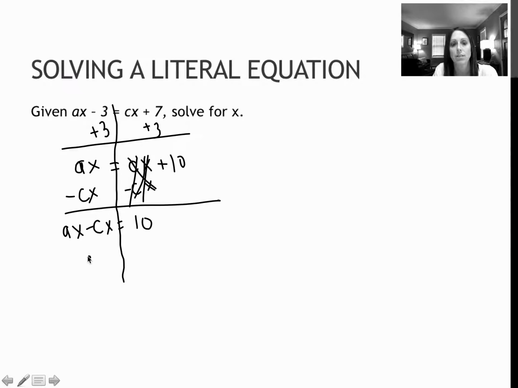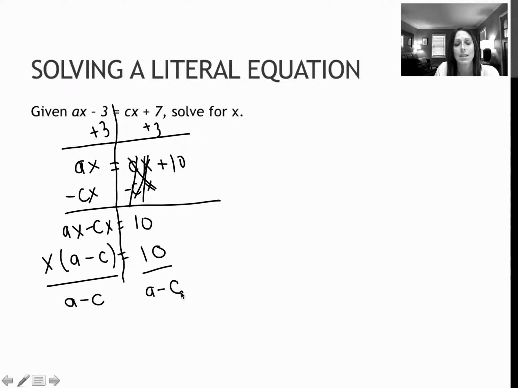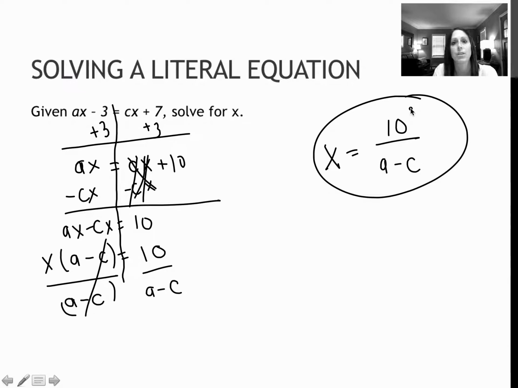Now, this is the tricky part. This is a little bit to do with factoring, but see how they both have an x in common? So I can take that x out of both of them, because then if I multiply it back out, I'd get a times x and c times x, and so basically this is factoring, and we will have a whole lesson on factoring down the road. So this is maybe a little bit harder example than I wanted. So I'm trying to get x by itself, so now I'm going to divide by a minus c. On this side, the a minus c as a factor canceled, which gives me x. On this side, I have 10 over a minus c, and that is my answer.